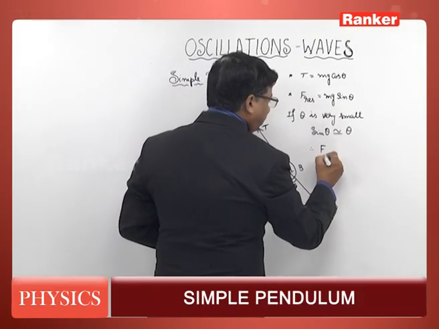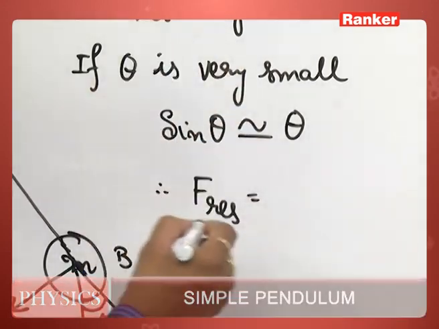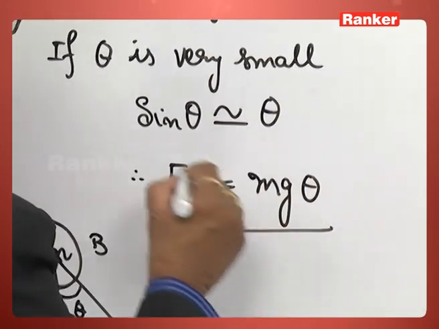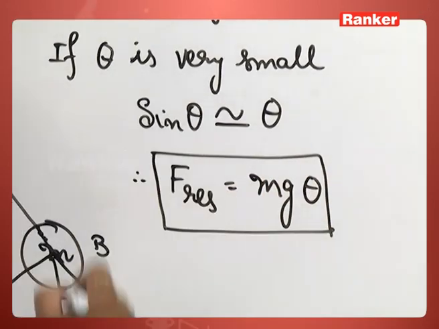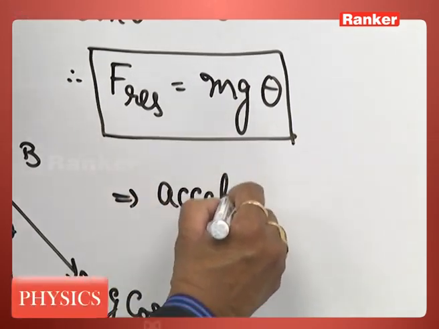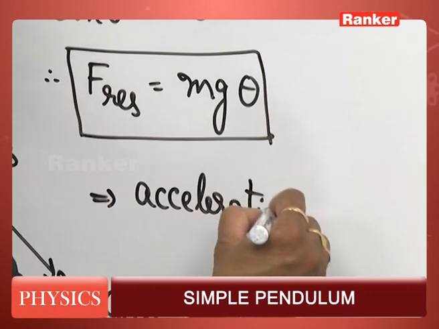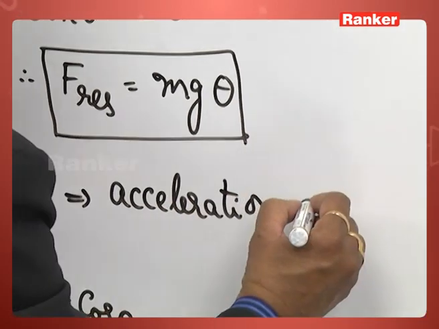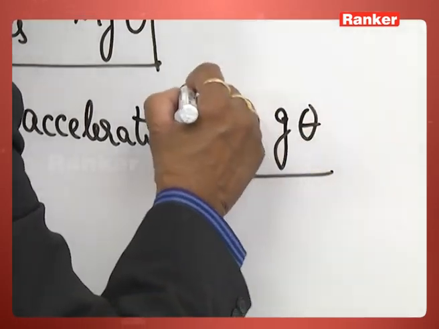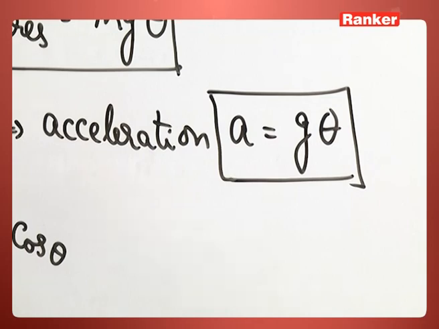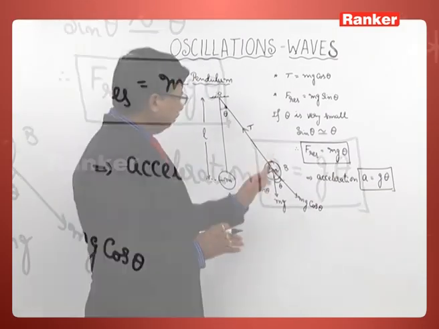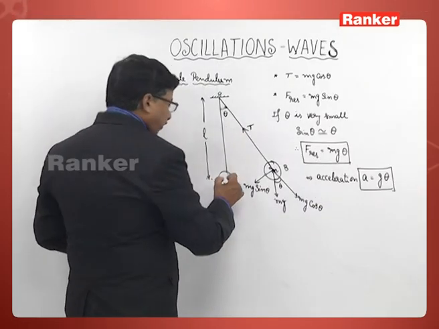Therefore, what would be the resultant force acting on the bob? That can now be taken as mg into theta. When this is the resultant force, what would be the acceleration of the bob? That is the next concept. Acceleration can be written as g theta, because force by mass is acceleration. We can understand from this equation that acceleration is equal to g theta. That is one area.